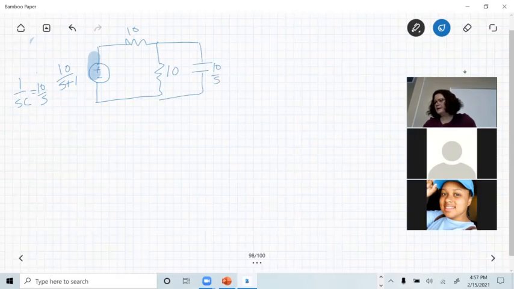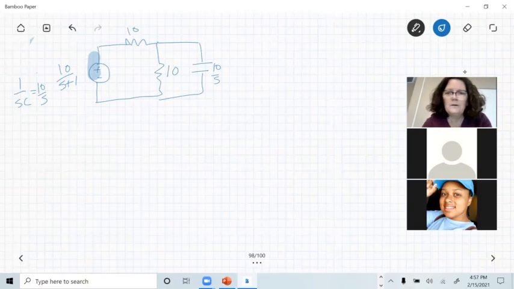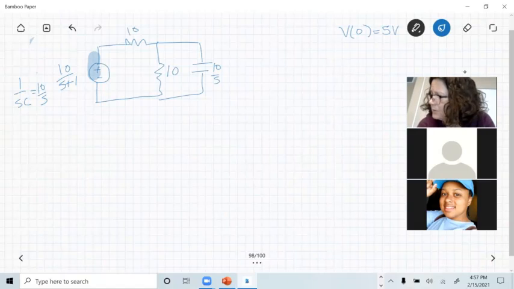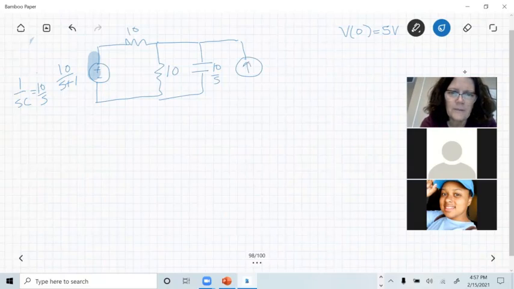Now, they said that there was an initial condition across the capacitor. My V of 0 was 5 volts. So I go back to that model instead of trying to derive it again. If V of 0 is 5 volts, this looks like a parallel circuit, so I'm going to make it parallel. It's a current source with a value of C times V of 0. In this case, my C was 0.1 and my V of 0 was 5, so this is 0.5 amps.